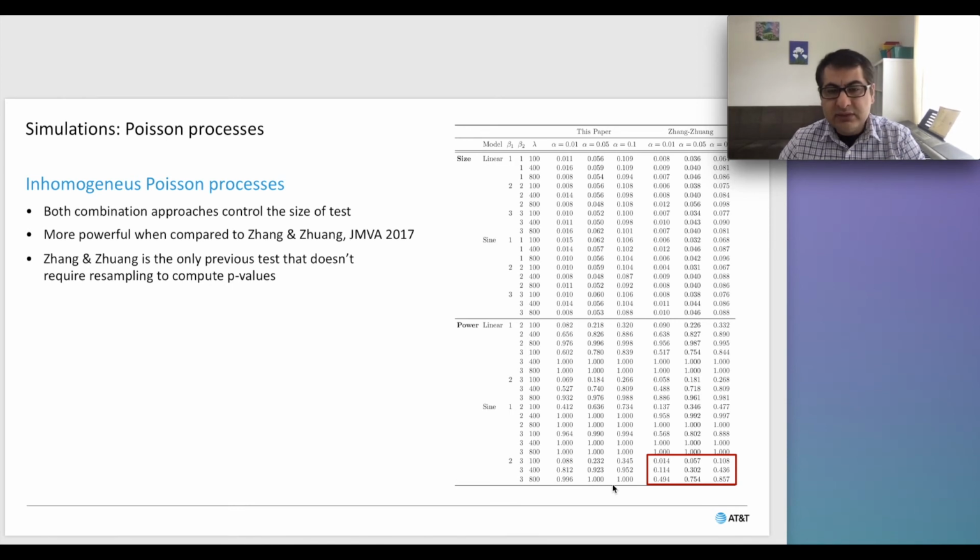And then if you look at the power, which is the bottom part of this table, you'll see that as the number of points increases, the power increases and almost becomes 1 for these examples. We also compare our method to the only previous method that does not require resampling to compute p-values, which is Zhang and Zhuang's method. In terms of the size, their test is a little bit more conservative, so it's not surprising that there's a slight difference between the powers, but I think they're almost the same as our test. But then we notice this interesting part where as soon as our point patterns become more complex, the power of their method does not converge to 1.